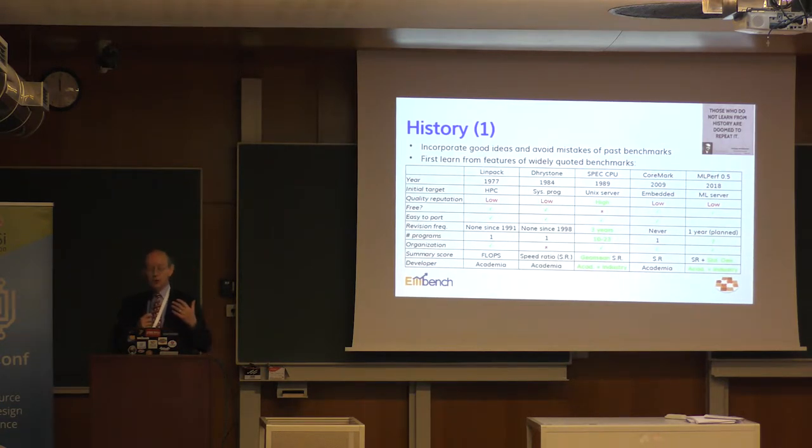And do they have a summary score? Well, Linpack talks about floating point operations, or trillions of floating point operations. Dhrystone is just a speed ratio: how do you compare to the baseline? SPEC is interesting because it uses a geometric mean. And the nice thing about geometric means is they stop any one program dominating more than with an ordinary arithmetic mean. And it's of a speed ratio, so it's compared to some baseline. CoreMark is again a speed ratio compared to a baseline. And MLPerf has gone for the speed ratio and actually has a standard deviation. And I believe it's a geometric standard deviation as well.